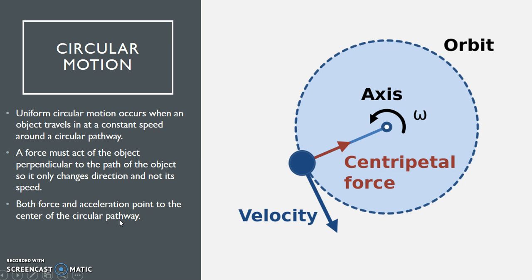The first thing we need to talk about is circular motion. So remember that uniform circular motion occurs when an object travels at a constant speed around a circular pathway. A force must act on the object perpendicular to the path of the object, so it only changes direction and not its speed. Both force and acceleration point to the center of the circular pathway.